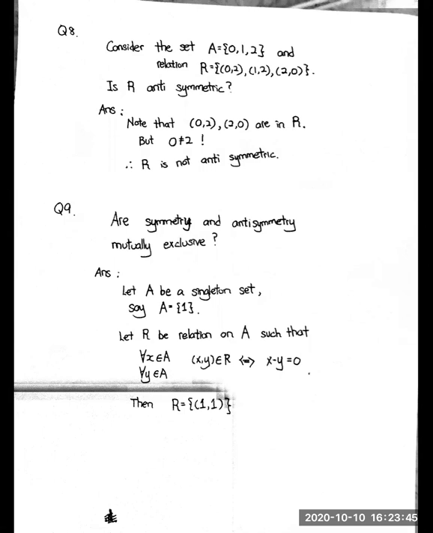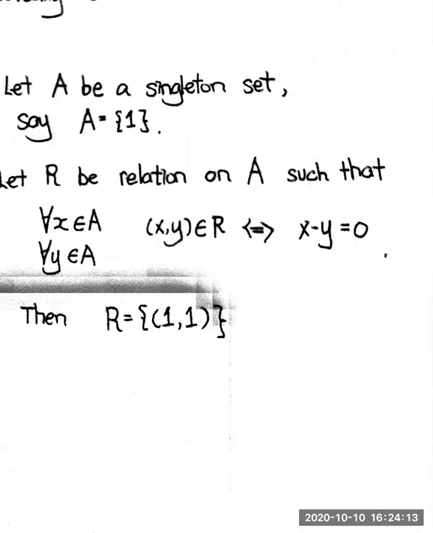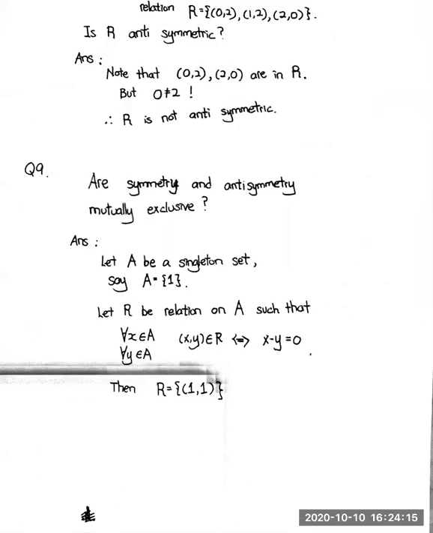Let R be a relation on A such that (x, y) in R implies that x minus y is equal to 0. Then in this case, you can see that my R is also consisting of one element, which is (1, 1). My R is a set with only one element, (1, 1). Then you can see that this must be symmetric.